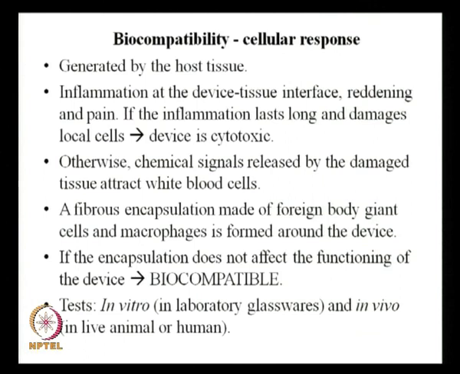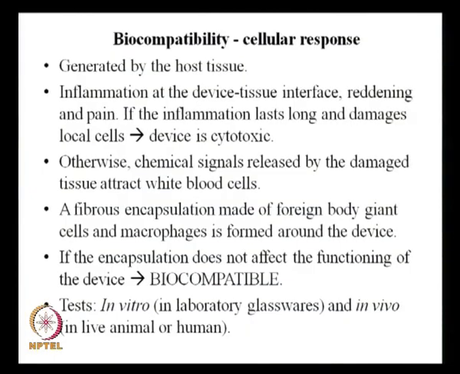Now, one problem could be that this encapsulation may not allow the device to function properly. That means, suppose this device is a controlled release device. Controlled release device means when you want, it will release some drug at a specific location, and when you do not want, the drug will not be released. All right. So, that is the purpose of the device.